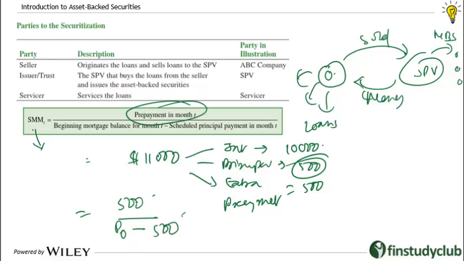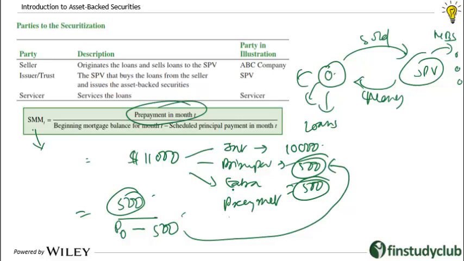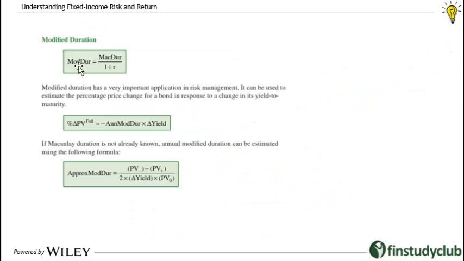Okay, so he has prepaid extra to the tune of 500 divided by P0 minus 500, and this 500 of course corresponds to the scheduled principal payment, and P0 is the principal outstanding at the beginning of the month.